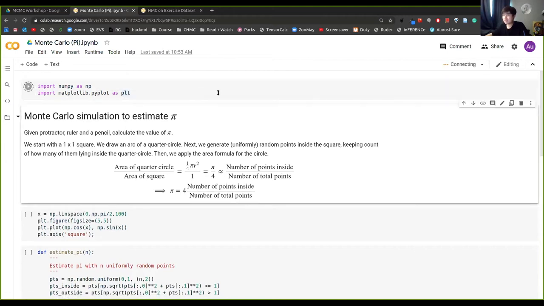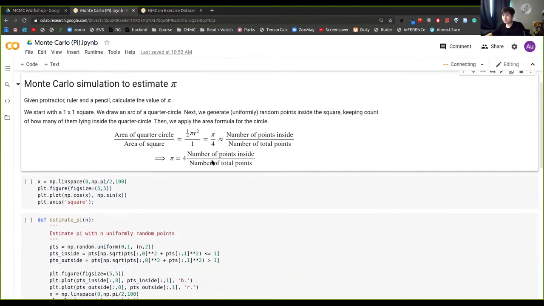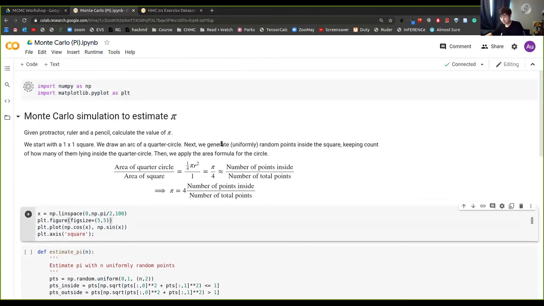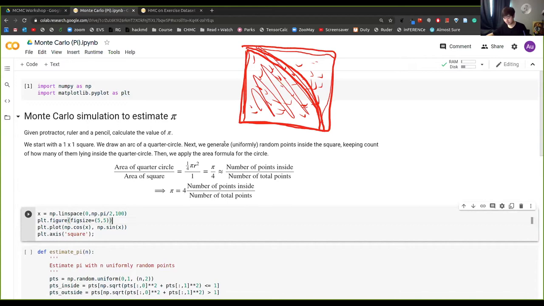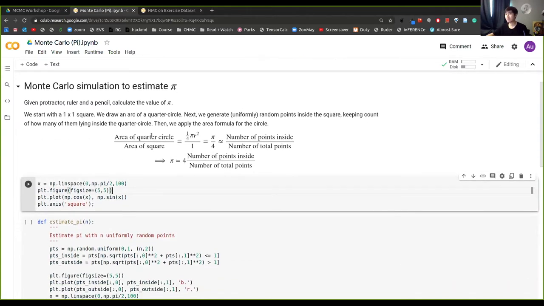But essentially, what we are able to do is this. We can inscribe a quarter circle inside of a square. And then we just blast a bunch of random points. As long as you do enough of them, we can take the ratio of the points that are inside over the total number of points. And then we have this formula over here, such that the area of the quarter circle is approximated by the number of points inside, and the area of the square is approximated by the number of total points.